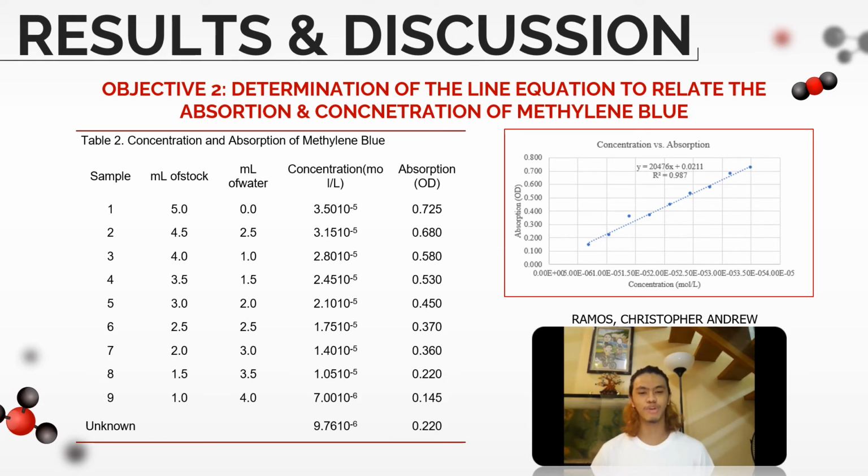Looking at the absorbance of the samples, we could see that it is actually decreasing as the concentration decreases. This is further illustrated in the figure next to it in the graph concentration versus absorption of the methylene blue. We could see here that as the concentration of the methylene blue increased, its absorption increased as well.